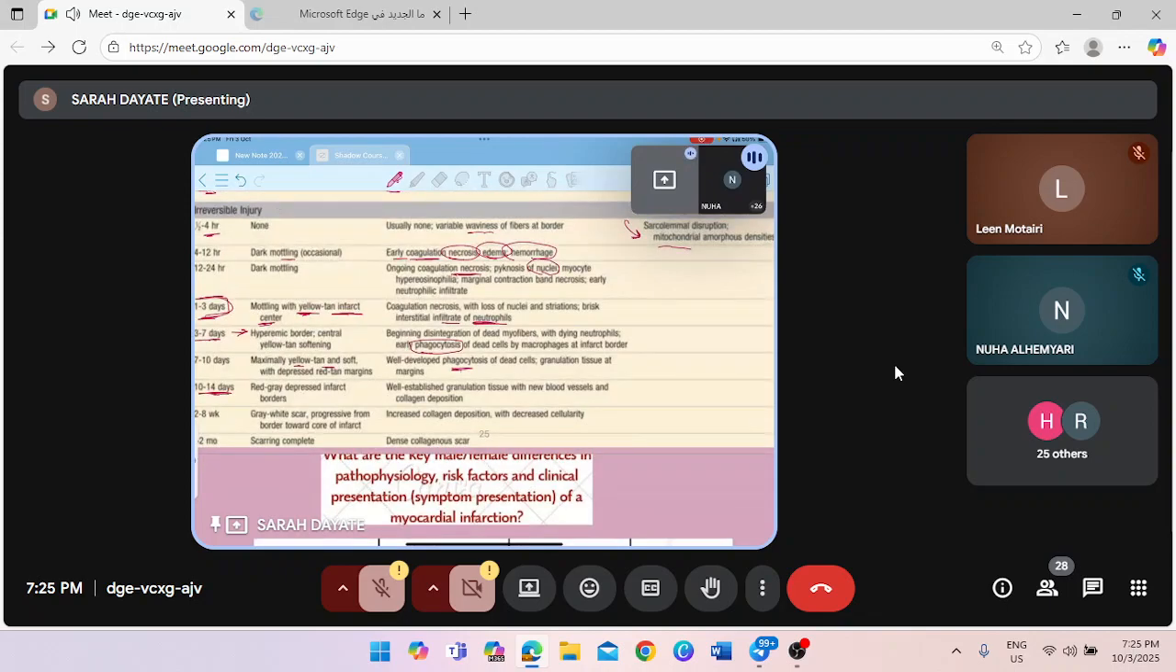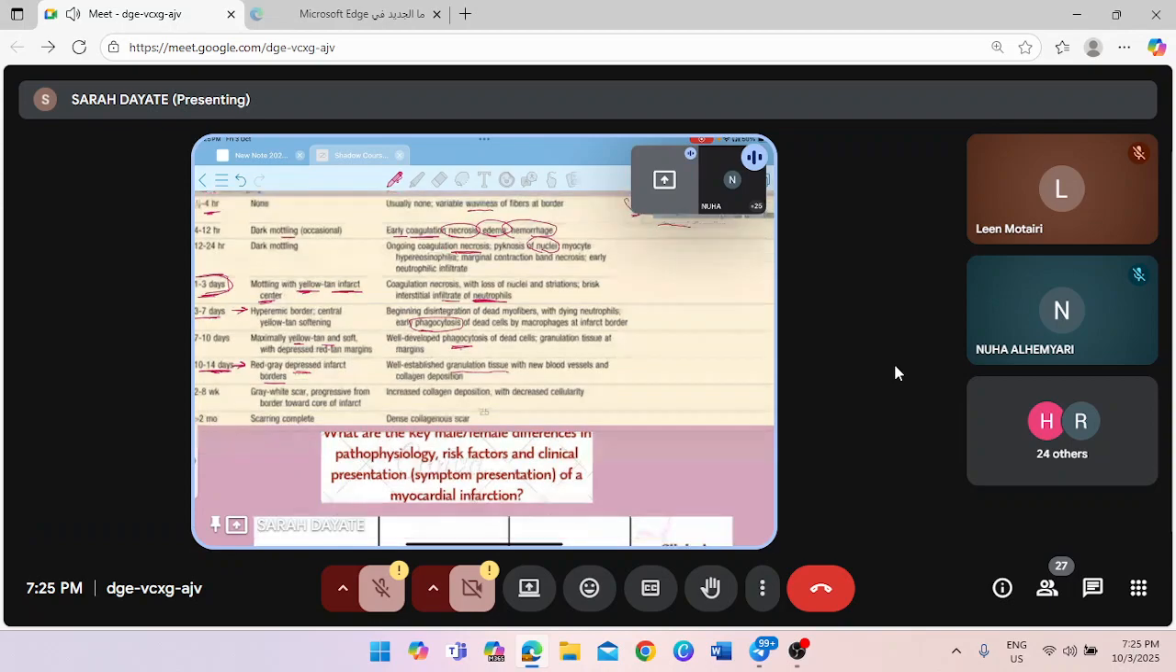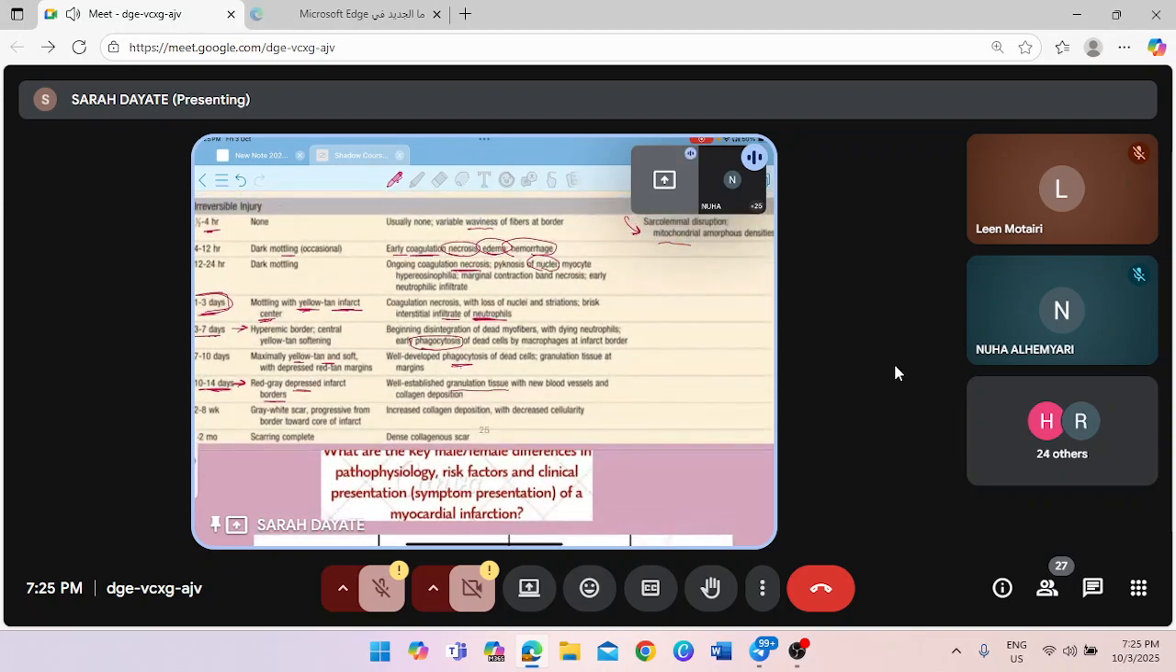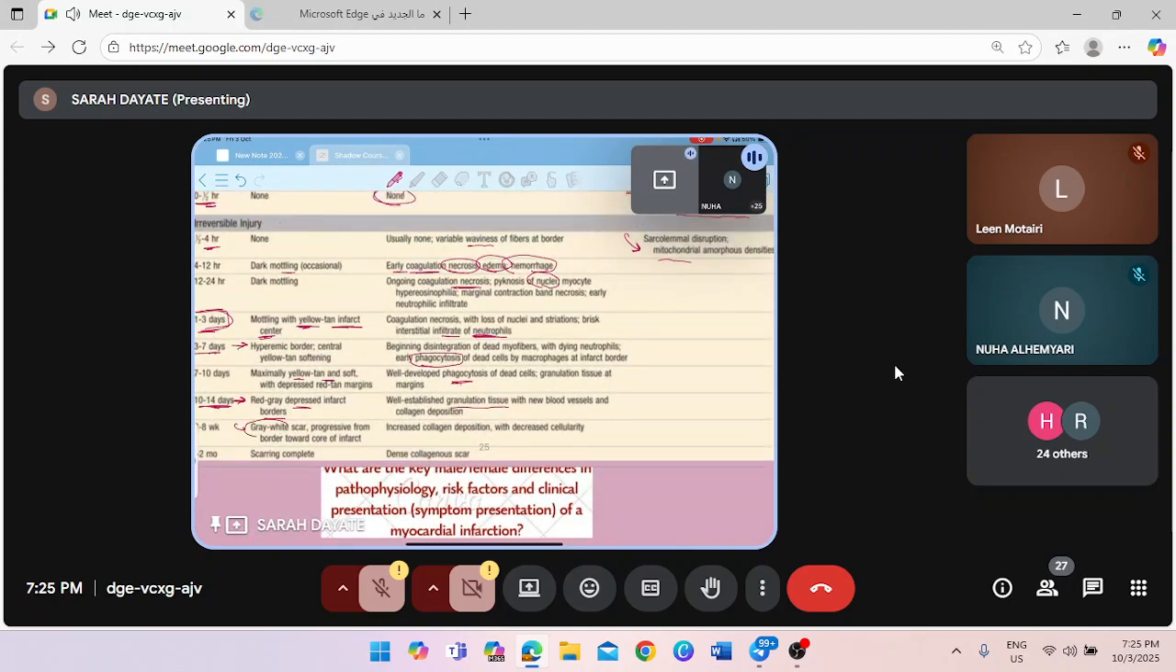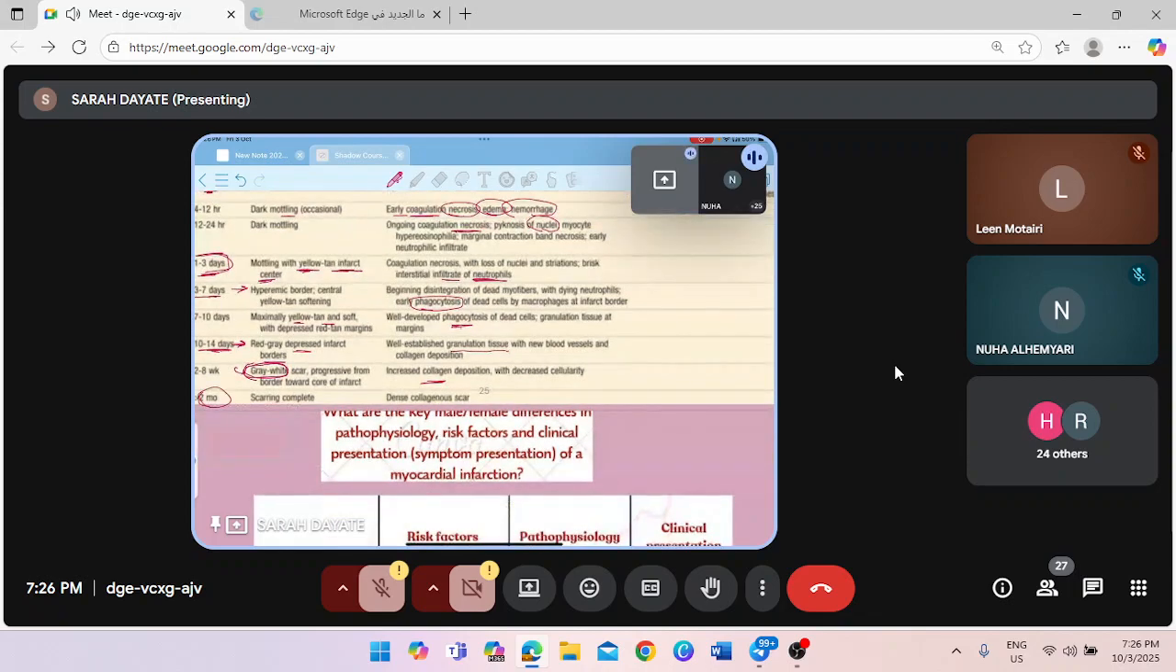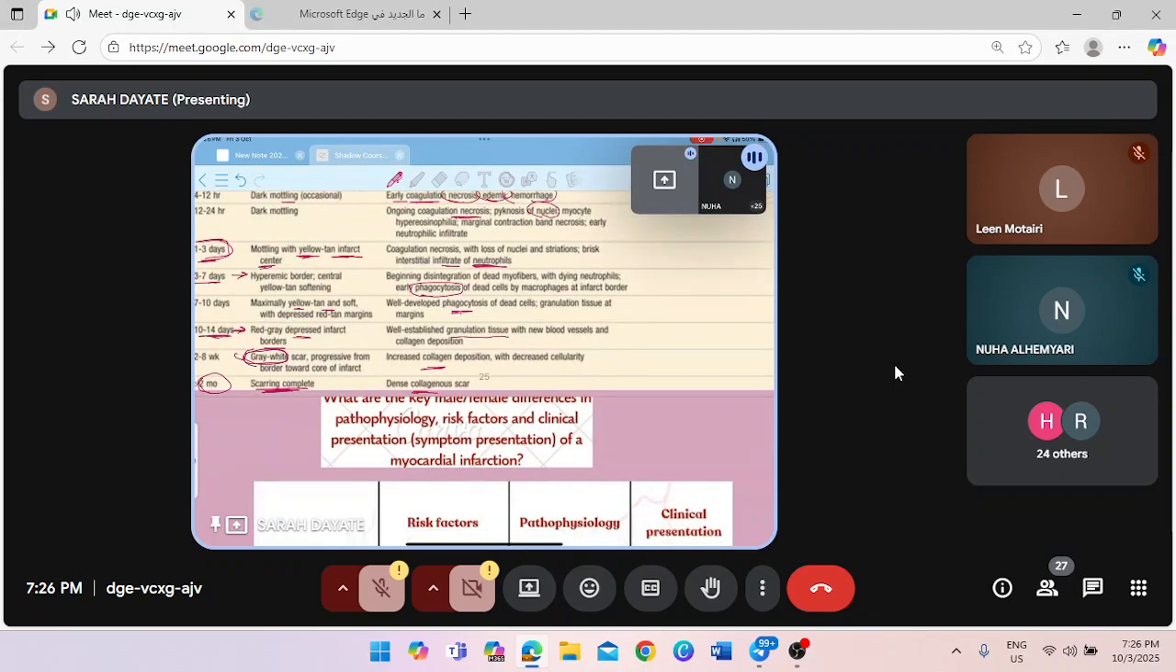10 to 14 days, there is a red-gray infarct. And here the granulation tissue has been formed, with new blood vessels and collagen deposition as well. By 8 weeks, it becomes white or gray in color, and the collagen also increases. Lastly, we have more than 2 months. The scarring has been completed, and the collagen is dense.